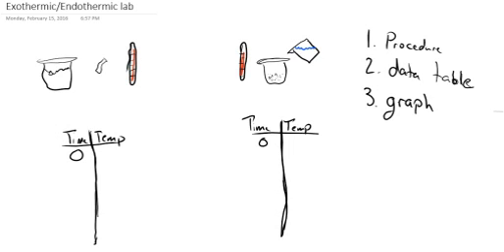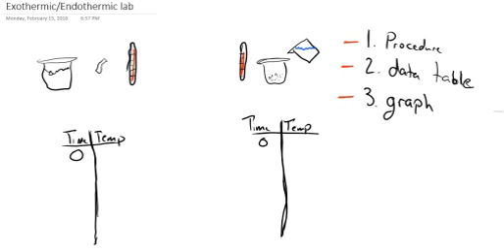So first of all, before we get started, you need to understand there are three parts to this lab report that you'll need to turn in. The first one is a modified procedure, which I will verbally describe to you. The second one is a data table, which I'll fill in as this video progresses. And thirdly, you'll have to take that data table and turn it into a graph. So let's get started.